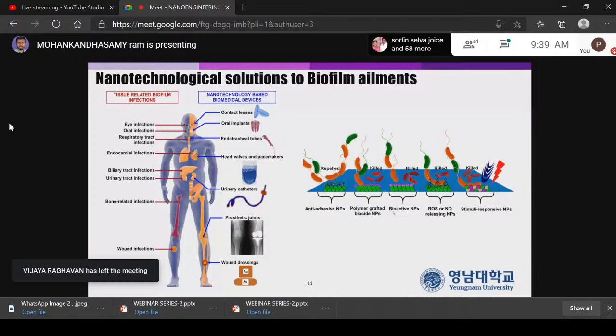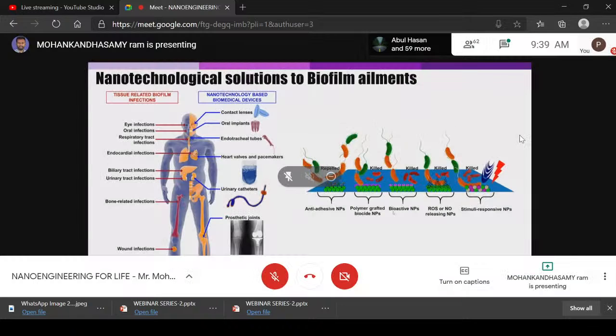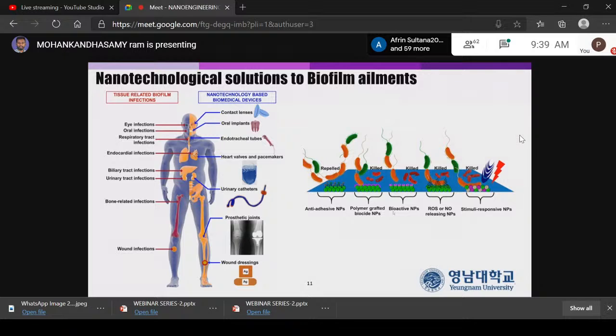So what are the mechanisms by which we can kill or prevent biofilm formation? There are different mechanisms using nanoparticles. First, starting from anti-adhesive nanoparticles, which could prevent the attachment of bacteria. That's the first way, but unfortunately, bacteria are prone to attach on hydrophobic surfaces. Whenever the surface becomes more hydrophobic, the bacteria attach and start multiplying there. So these surfaces need to be super hydrophobic. These days people are developing super hydrophobic surfaces where no dirt can stick.